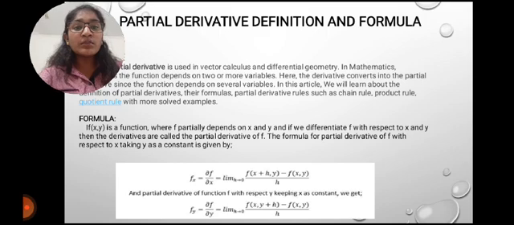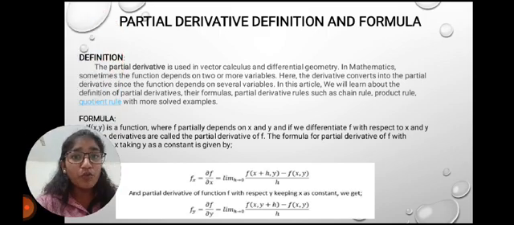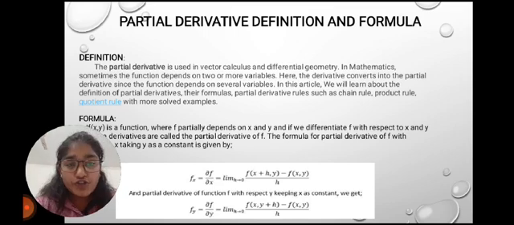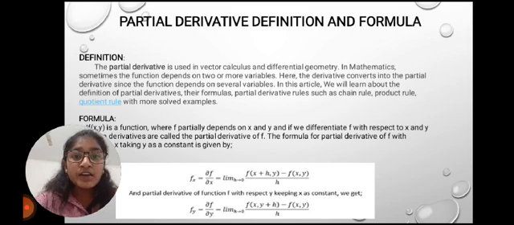Next, we will go through the partial derivative definition and the formula. Definition: the partial derivative is used in vector calculus and differential geometry. In mathematics, sometimes the function depends on two or more variables. Here, the derivative becomes a partial derivative since the function depends on several variables. In this article, we will learn about the definition of partial derivatives, their formula, and partial derivative rules such as the chain rule, product rule, and quotient rule with solved examples.